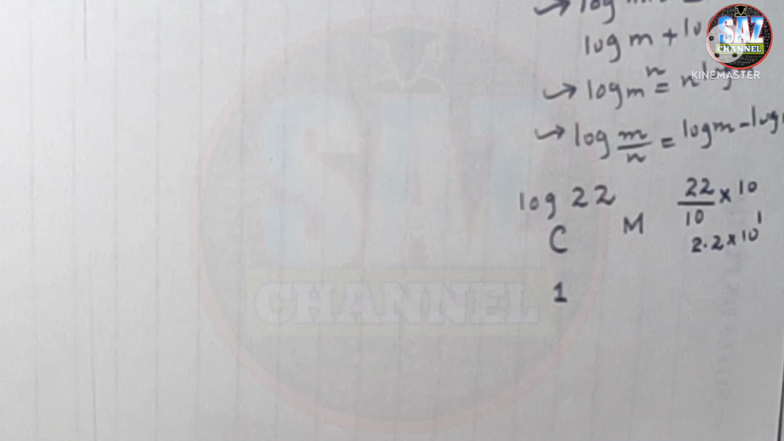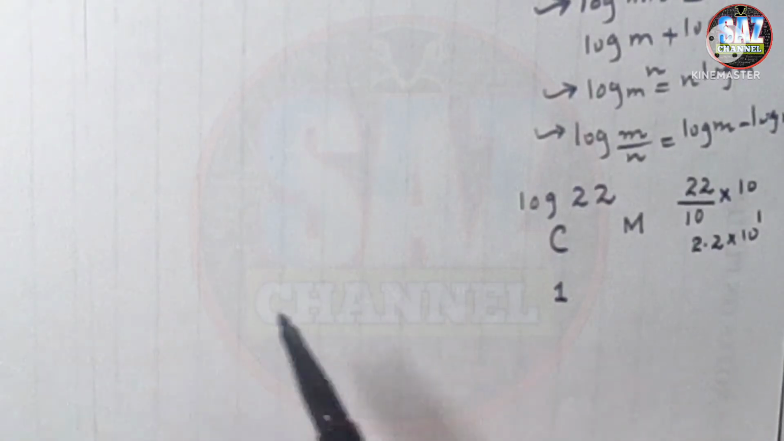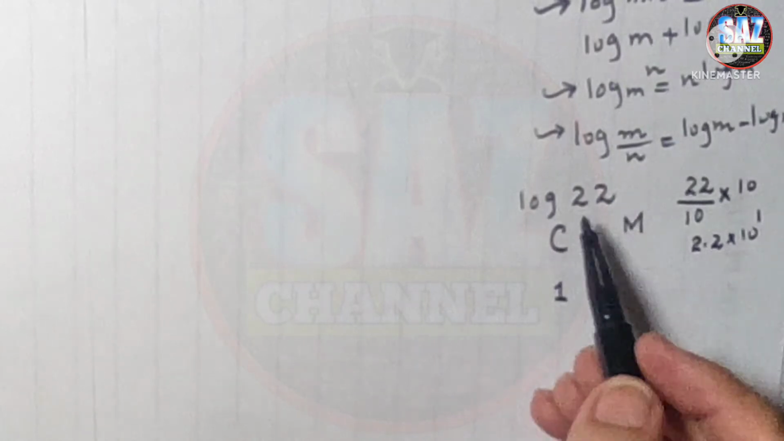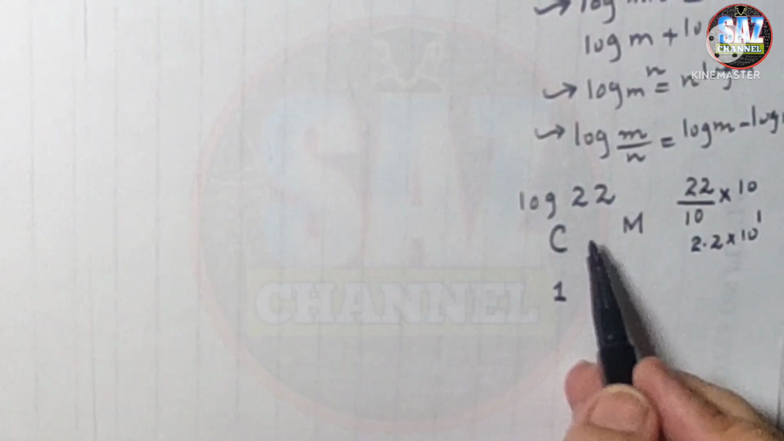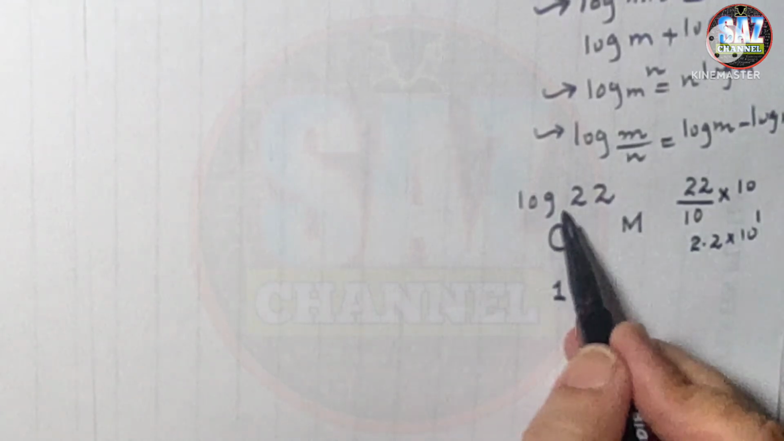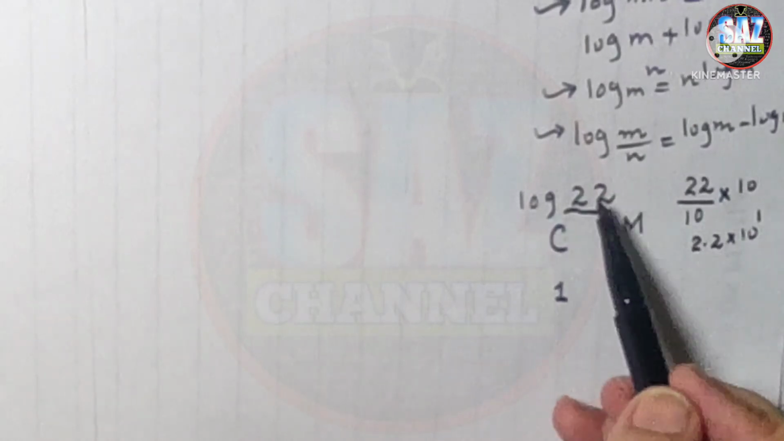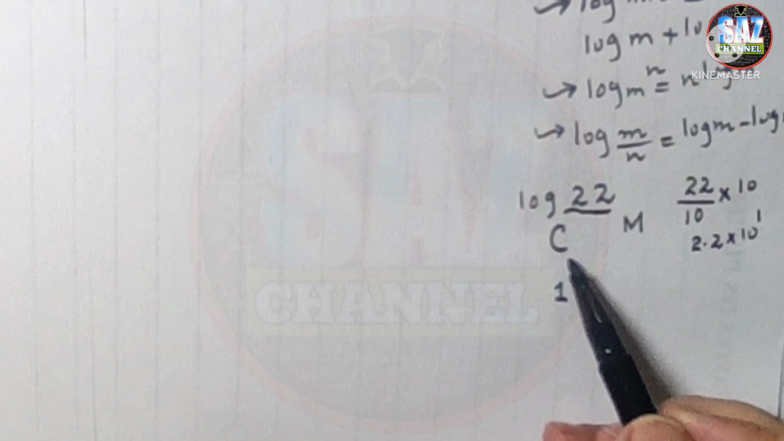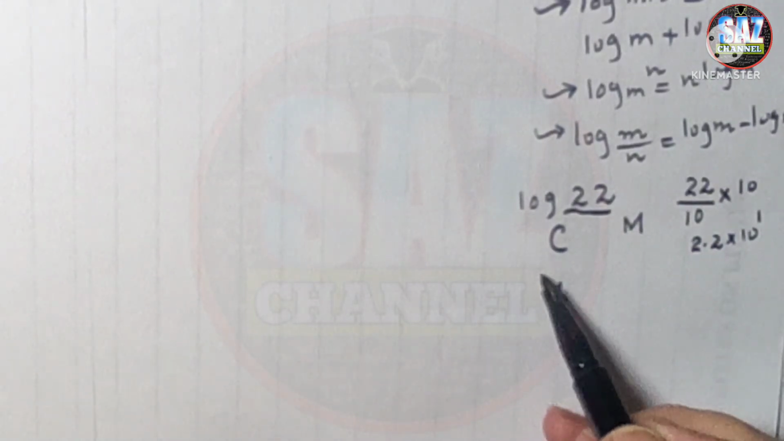Otherwise, you can apply the rule, recall my previous lesson, for a number which is greater than 1. The characteristic of the logarithm of a number greater than 1 is always 1 less than the number of digits in the integral part of the number. So this number has how many digits? This number has 2 digits in the integral part. So the characteristic is one less than the number of digits. So 2 minus 1 gives me characteristic 1.